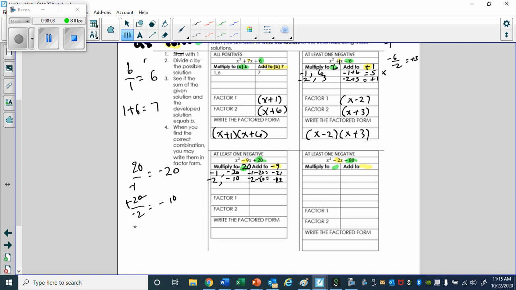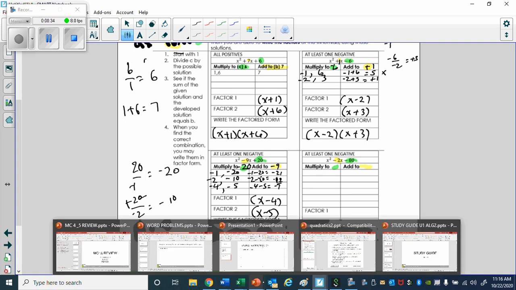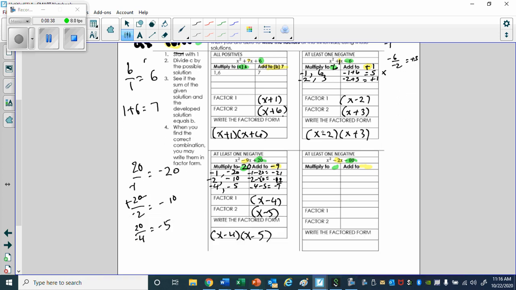It's not negative 3 because 20 does not divide negative 3. So I try negative 4 and I get negative 5. So negative 4, negative 5. Negative 4 minus 5 equals negative 9. So there's my factors. So I have the quantity of x minus 4 and the quantity of x minus 5. I write the factor form. And I'm done.